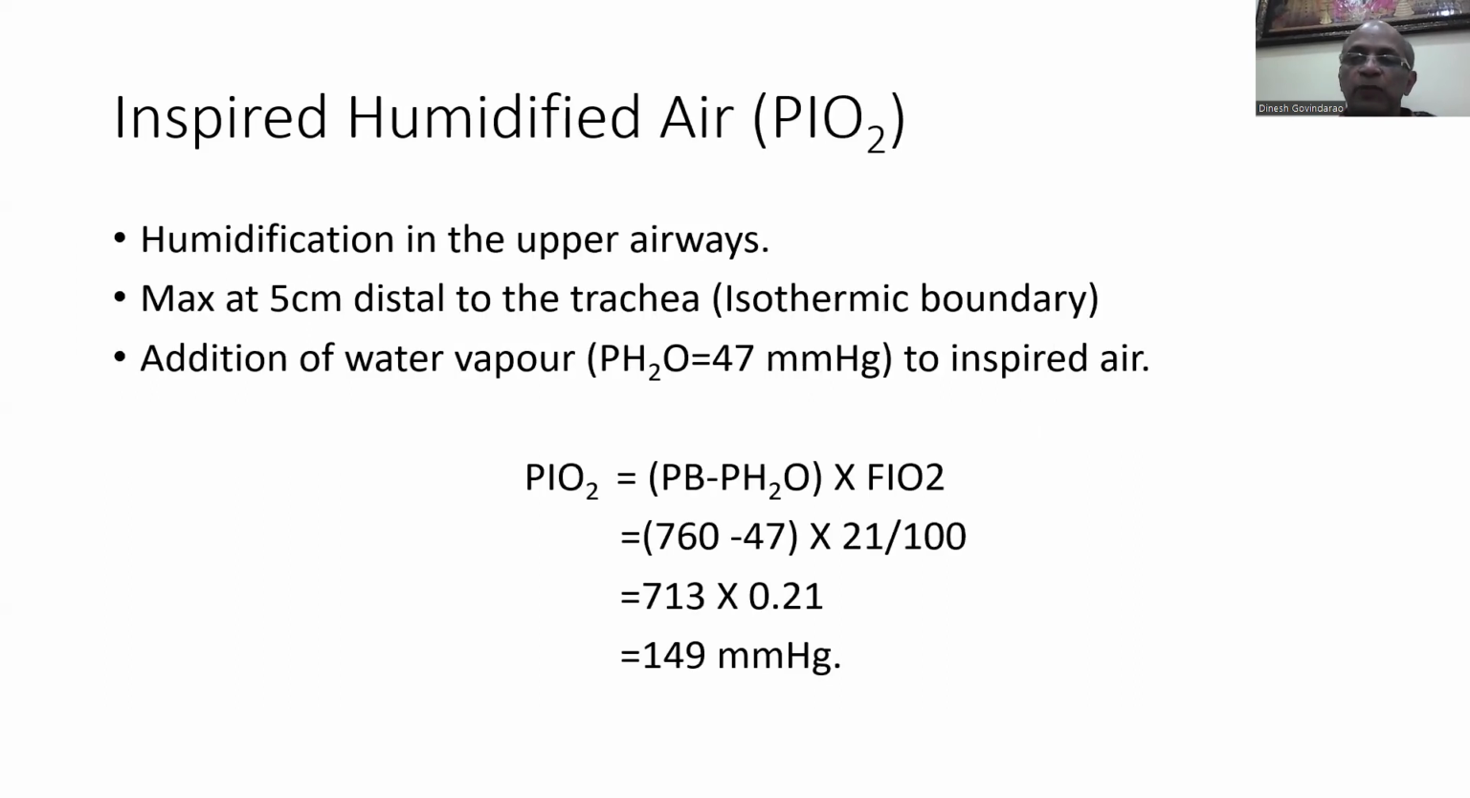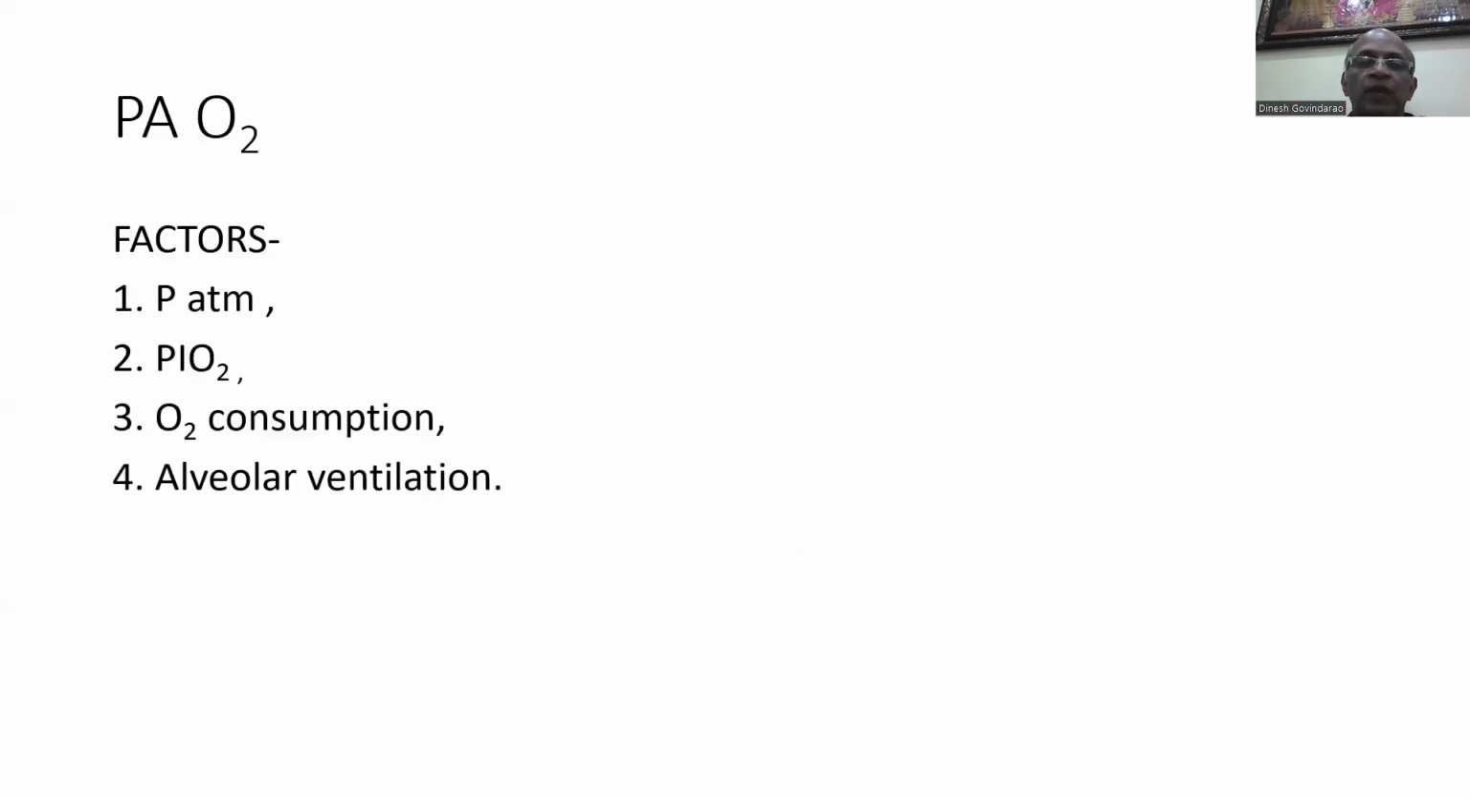Once this atmospheric air enters the airways, in the upper airways it is humidified. At 5 centimeters distal to the trachea, the maximum humidification occurs with pH2O, or the partial pressure of the water vapor H2O, 47 millimeters of mercury, added to the inspired air. Hence, the partial pressure of oxygen in the inspired air comes down to 149 millimeters of mercury.